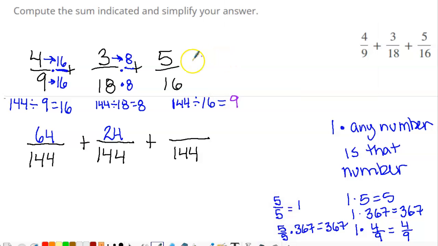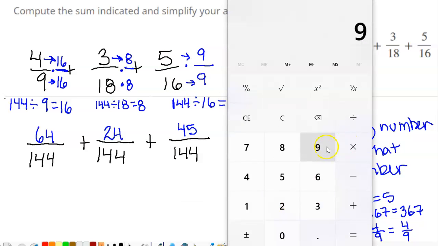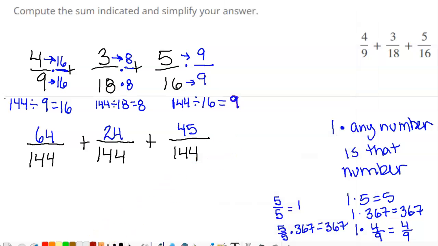So I then need to go and fix my color. I then need to go and multiply this 5/16 by 9 on the bottom to give me 144, 9 on the top, because 9 divided by 9 is just a 1, so I have to do it on top too. 9 times 5 is 45.